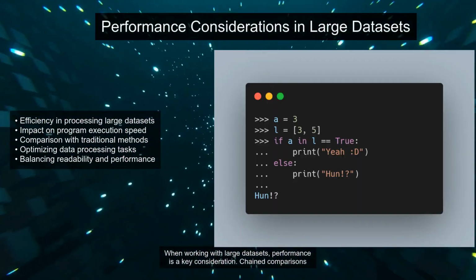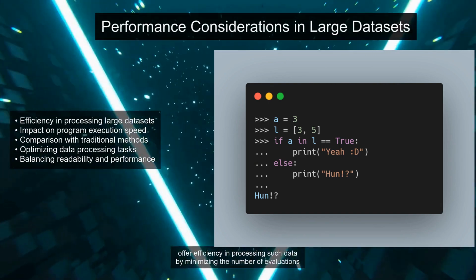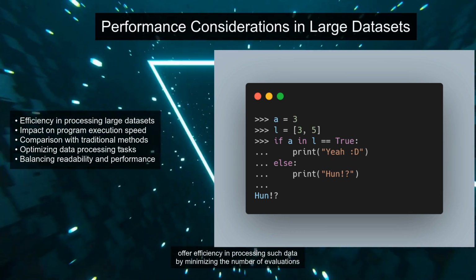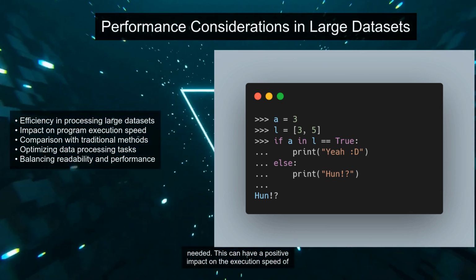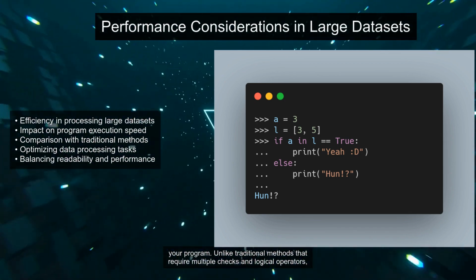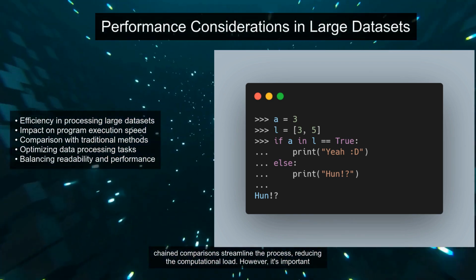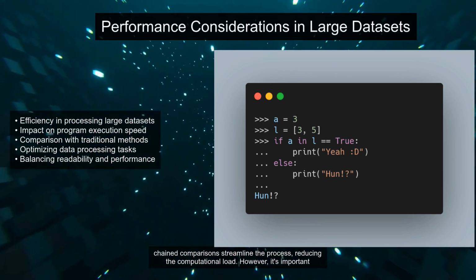When working with large datasets, performance is a key consideration. Chain comparisons offer efficiency in processing such data by minimizing the number of evaluations needed. This can have a positive impact on the execution speed of your program. Unlike traditional methods that require multiple checks and logical operators, chain comparisons streamline the process, reducing the computational load.